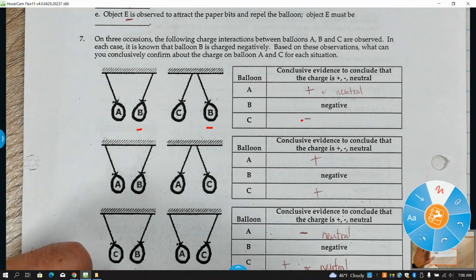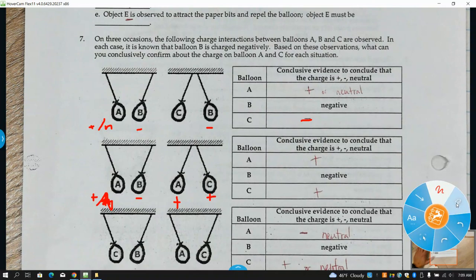The only one you know for sure in all of these is that B is negative. Right off the bat, C 100% has to be negative because they're repelling. A could be positive or neutral. B is negative. Okay, so A could be positive or neutral, but when we bring it over here, it's repelling something. A neutral object never repels anything, so that option goes away, which means A has to be positive, and therefore C also has to be positive.